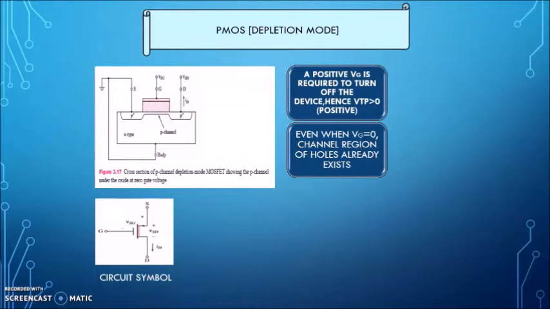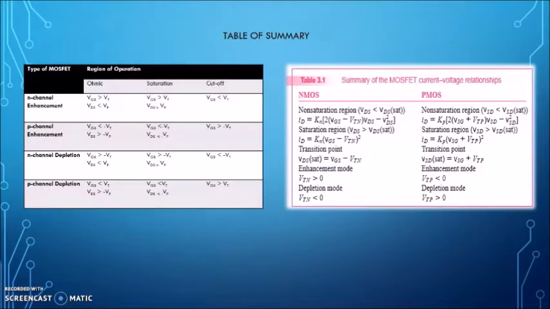Next, proceed to the depletion mode of PMOS. As mentioned earlier, depletion mode means that even when VGS equals 0, the channel region of the charge carrier already exists. As for PMOS, the charge carriers are holes. Thus, in order to turn off the device, a positive gate voltage VG is required, hence the threshold voltage VTP is positive. Last but not least, here is the summary table of the previous lesson regarding the characteristics of FET.